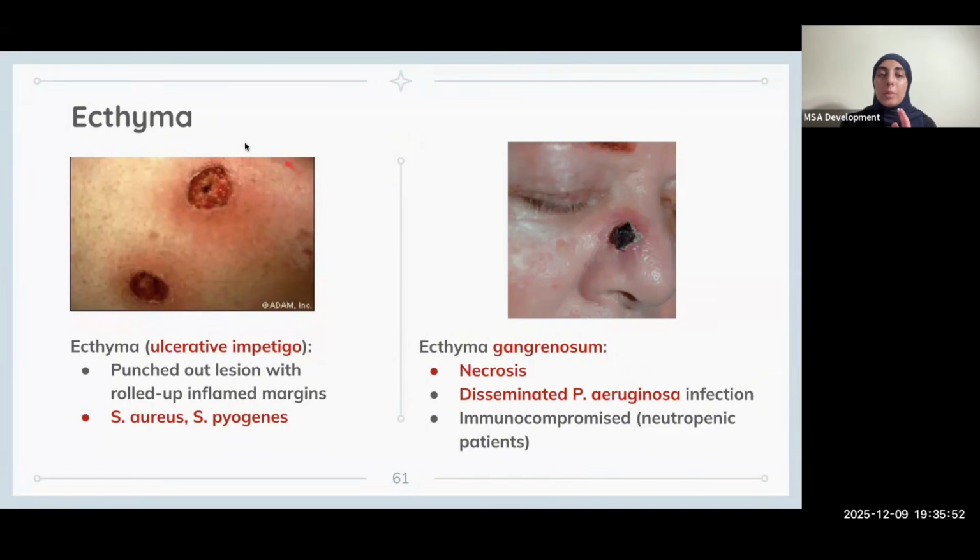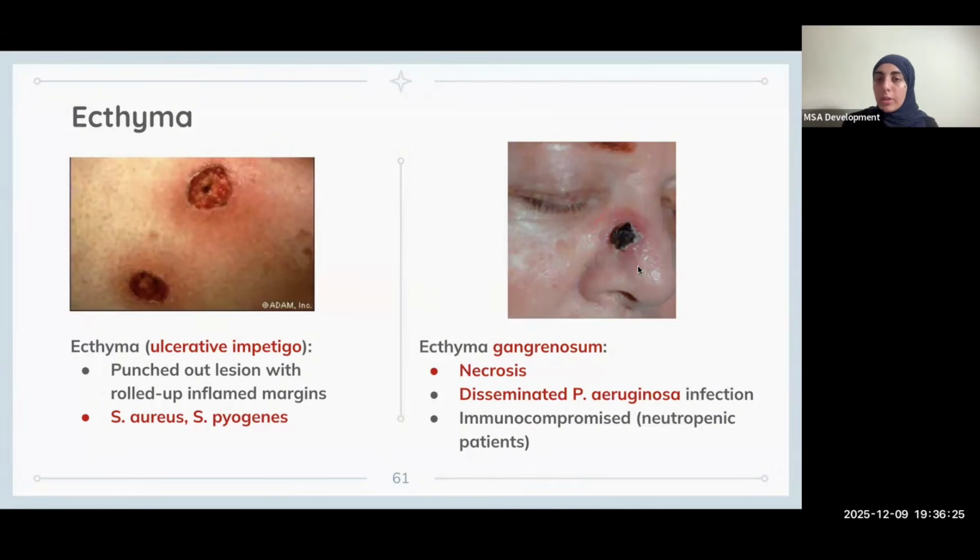So if you see this picture on the left, the red lesion, this is ulcerative impetigo, one of the stages of impetigo, and it's due to these organisms, while the one on the right, which has black in it, is ecthyma gangrenosum because of the black necrosis, gangrenosum, and it's due to Pseudomonas in an immunocompromised patient. Has nothing to do with impetigo, okay? It's a completely different entity. And remember Pseudomonas for this one. It's an important association, and they could ask about it.